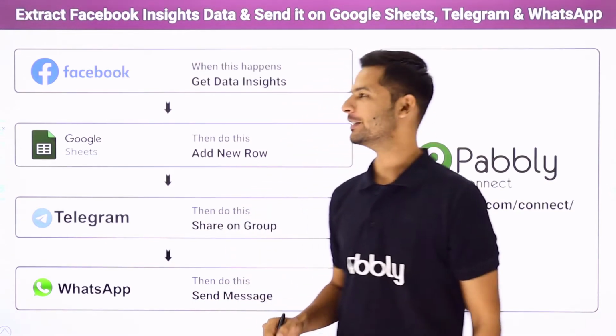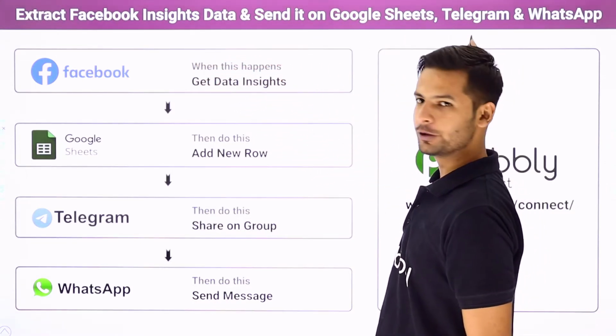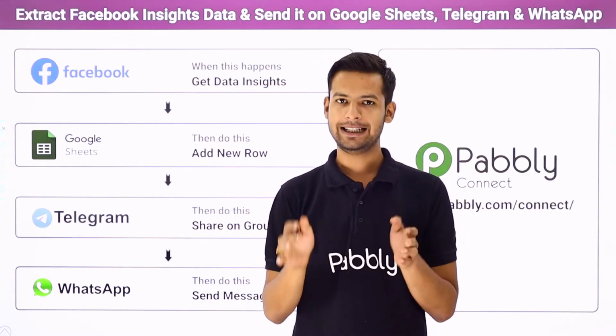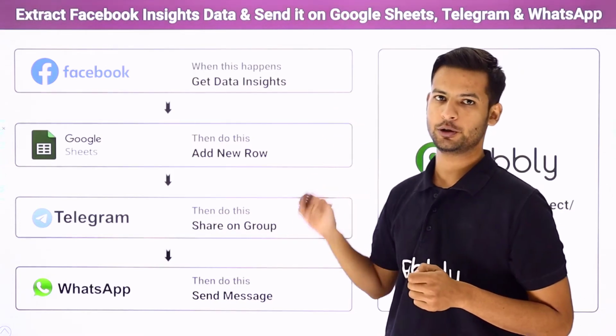Today in this video we will learn how to extract Facebook Insights data and send it to Google Sheet, Telegram as well as WhatsApp. Okay, so the idea here is you have recently posted an advertisement on your Facebook account.